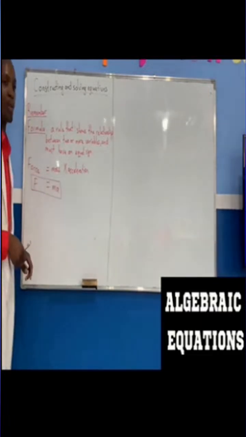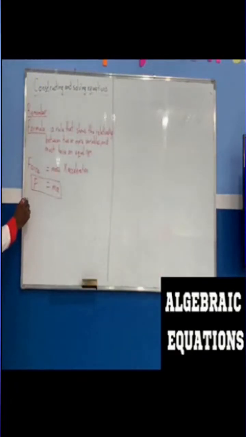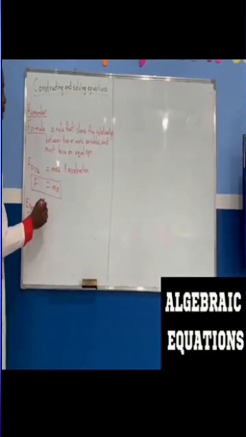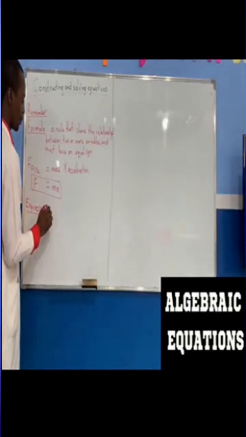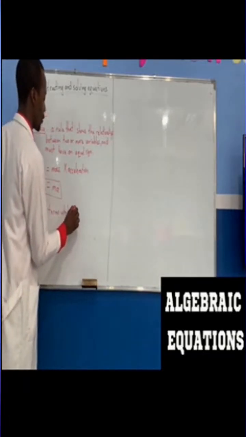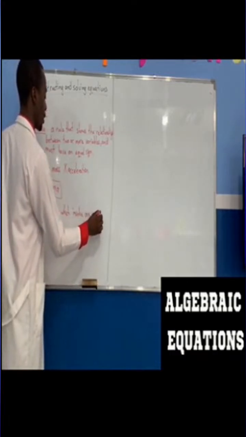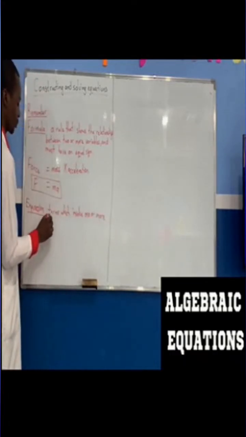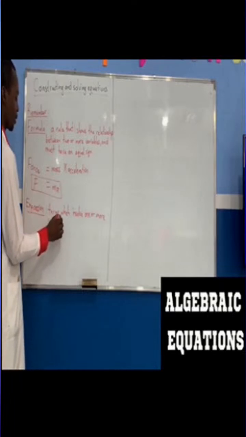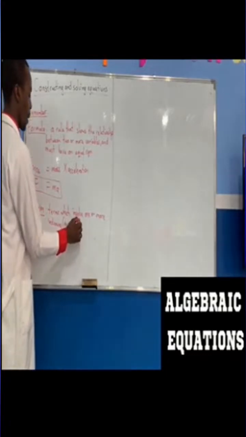Alright, so next we want to look at expressions. An expression is a statement which involves one or more variables. It may have just terms in x or terms in x and y, that's one or more variables. But the other thing to note is that it does not have an equal sign. So an expression is just any general statement.